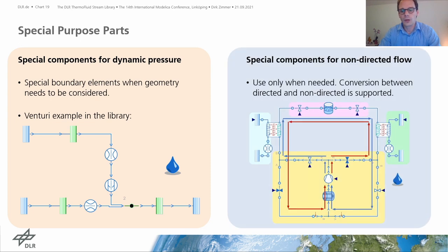Also, I said before that you can compute downstream. Well, this implies that you know your flow direction. This is not always the case, as here in this example of a reversible heat pump. You know it for the pump, but you don't know it for the heat exchangers. So we provide an interface and certain components for the non-directed case. However, we still recommend to use the directed components when you know the flow direction. It's too valuable information to throw away.